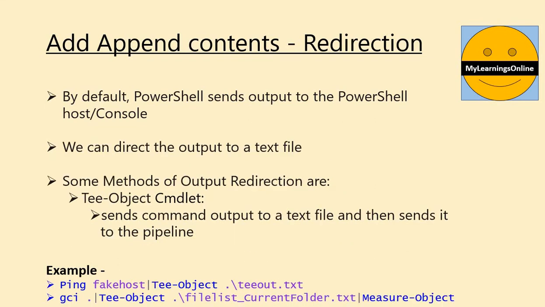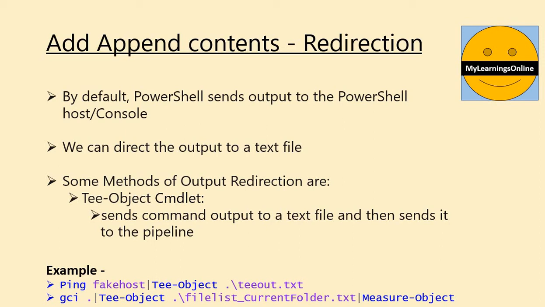Many times, we may face cases when we need to capture output of a command in some file, and at the same time, we need to pass this output to the following command using pipeline so that this output may act as input to the following command. The Tee-Object command is used for the same purpose. Using this command, we can send output to a file, and at the same time, we can send this output to the pipeline for the next command.